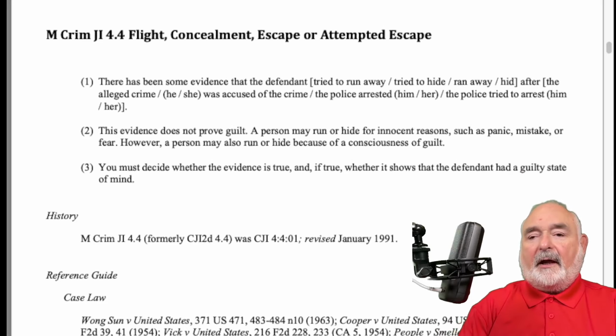We talked about this with regard to Donald Adelson. Michigan's instruction says there's been some evidence that the defendant, Donald Adelson, tried to run away or tried to hide after the alleged crime that she was accused of committing.